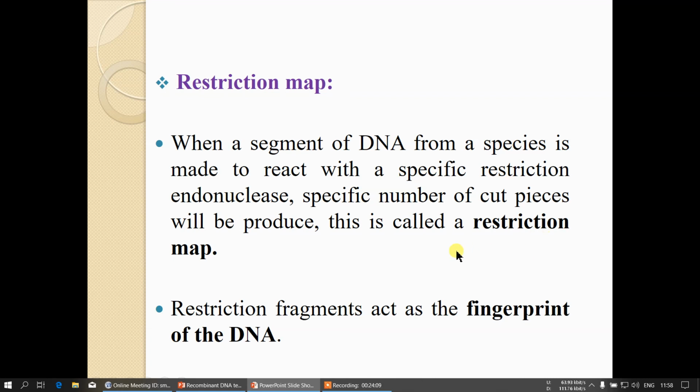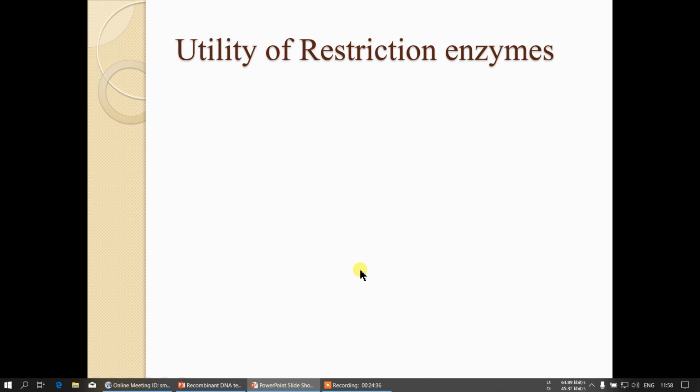A large number of DNA fragments are produced which have cut ends at the specific sites of the restriction endonuclease enzyme. These restriction fragments are known as a fingerprint of the DNA, meaning they are specific to that DNA and are produced by the particular restriction endonuclease enzyme.